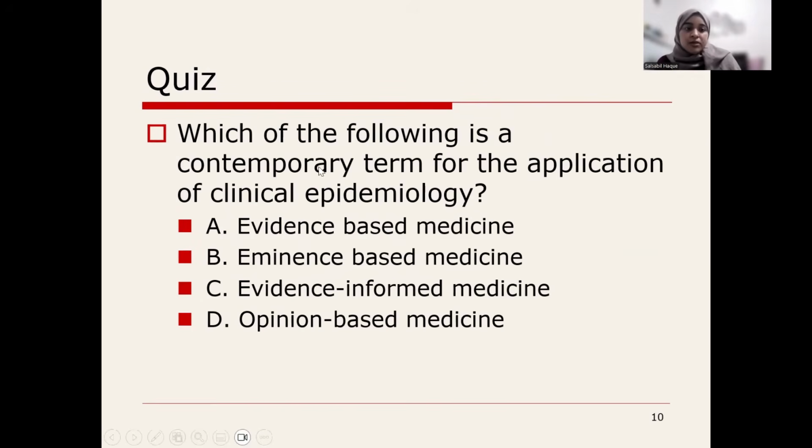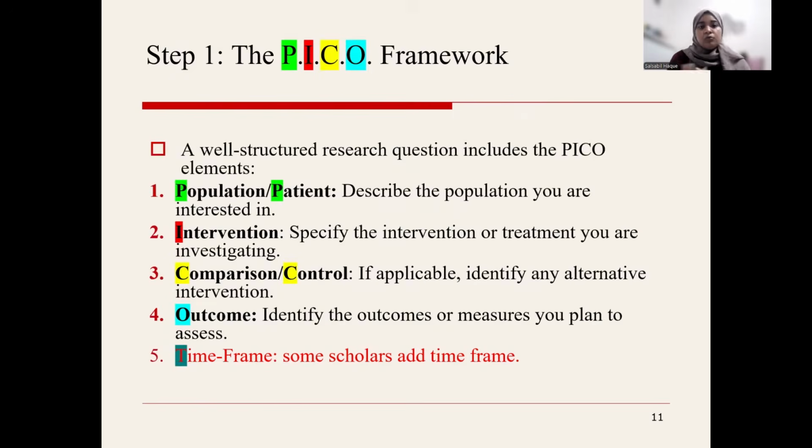Okay. Which of the following is a contemporary term for the application of clinical epidemiology? It is going to be evidence-based medicine. This is a very roundabout way of saying things, and I was there in the 15th batch, I believe, but it just means evidence-based medicine. Contemporary means a modern term. Clinical epidemiology is research done on the population clinically, and applying that is going to be evidence-based.